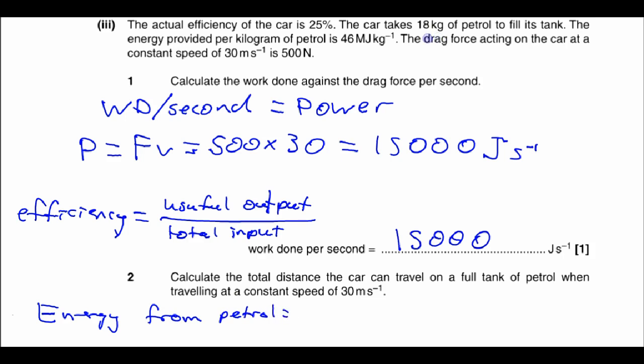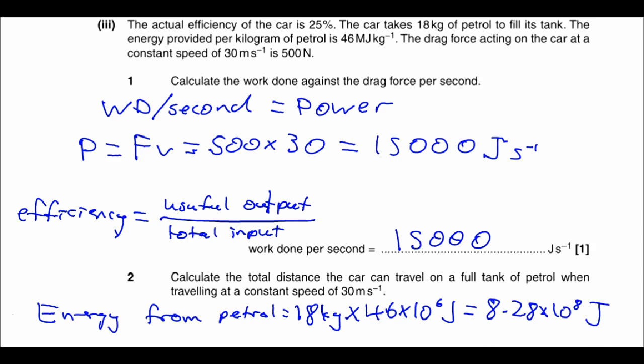We know we have got 18 kilograms, and each kilogram provides 46 megajoules, and I need to times it by 10 to the power of 6 because of the mega, and this is going to give 8.28 times 10 to the power of 8 joules. So this is the energy available from the petrol in the tank.